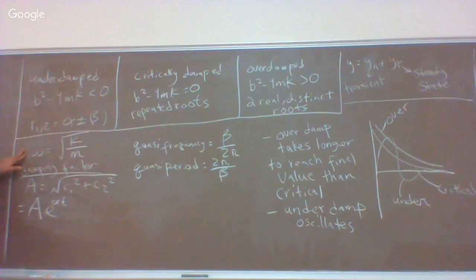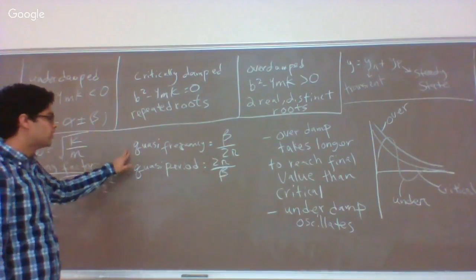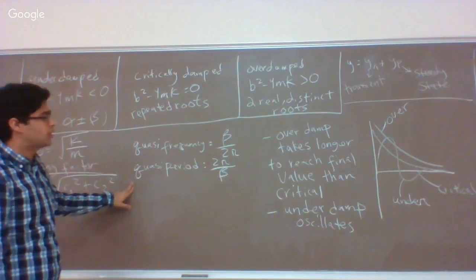So omega is equal to the square root of k over m. Damping factor: you can find your amplitude by the square root of c1 squared plus c2 squared, which is equal to A e to the alpha t. Quasi frequency, beta over 2 pi. Quasi period, 2 pi over beta.